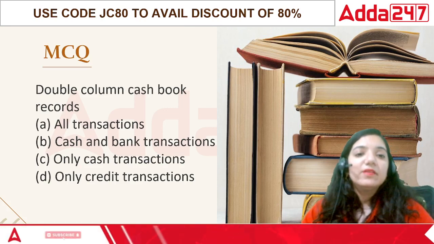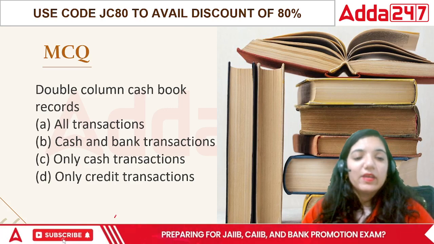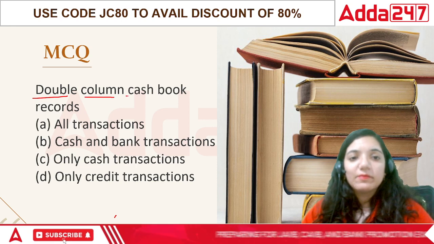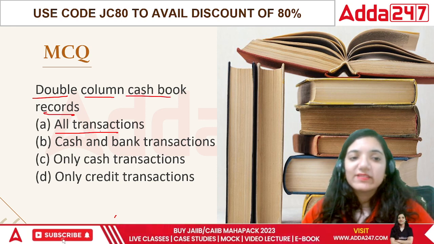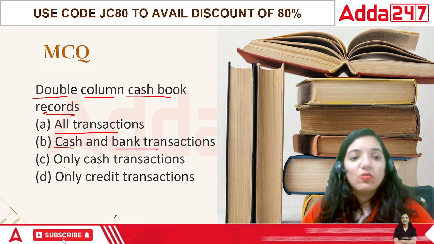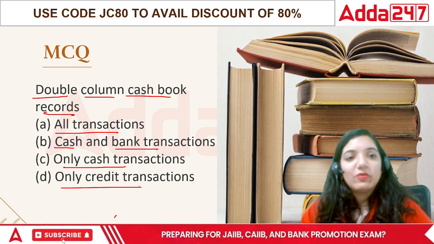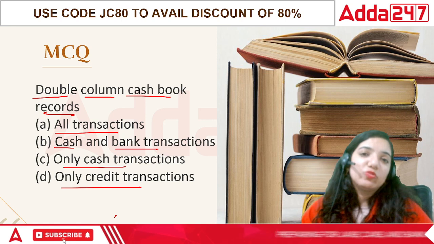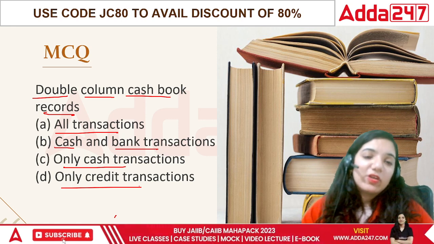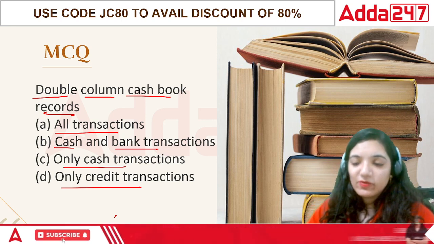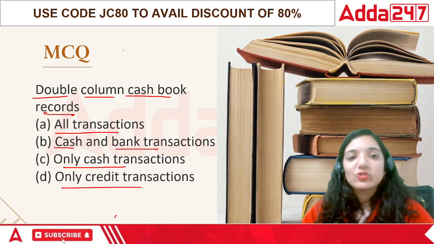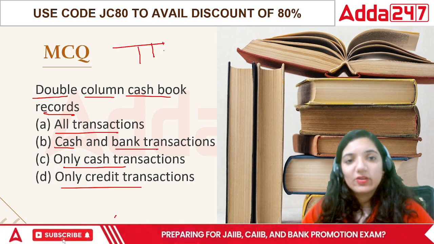Comes double column cash book. If I talk about the double column cash book records, all transactions, cash and bank, only cash, only credit. If I talk about this, the double column cash book would record what? Double column cash book would include only a few things. Double column is basically cash book where we are taking two separate columns.